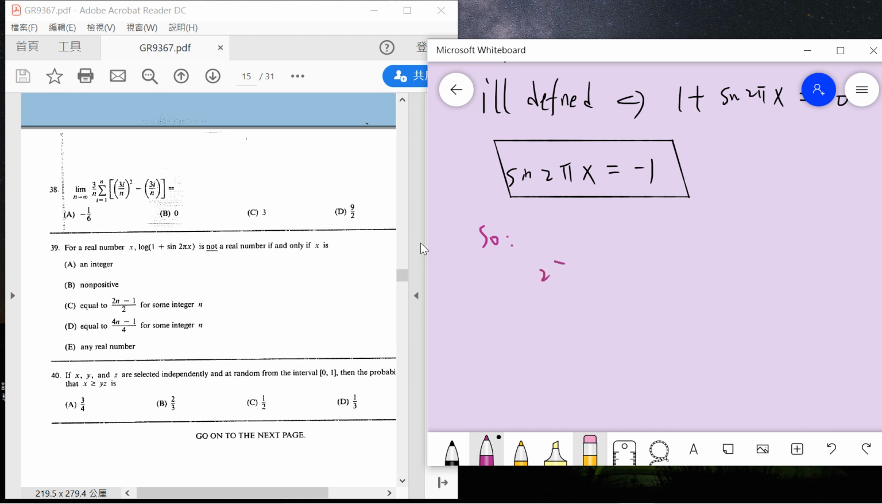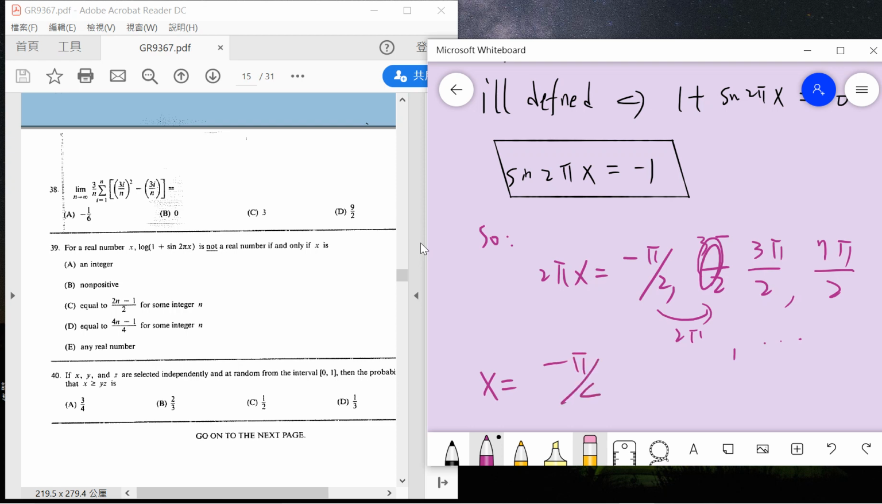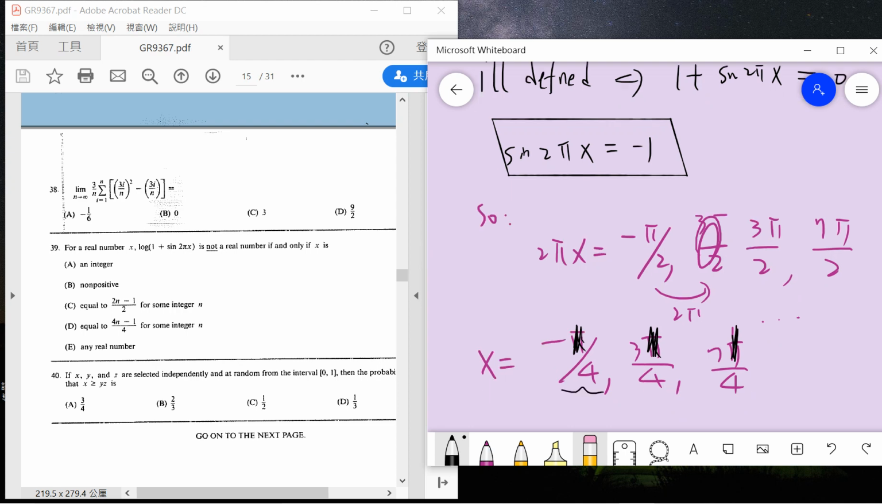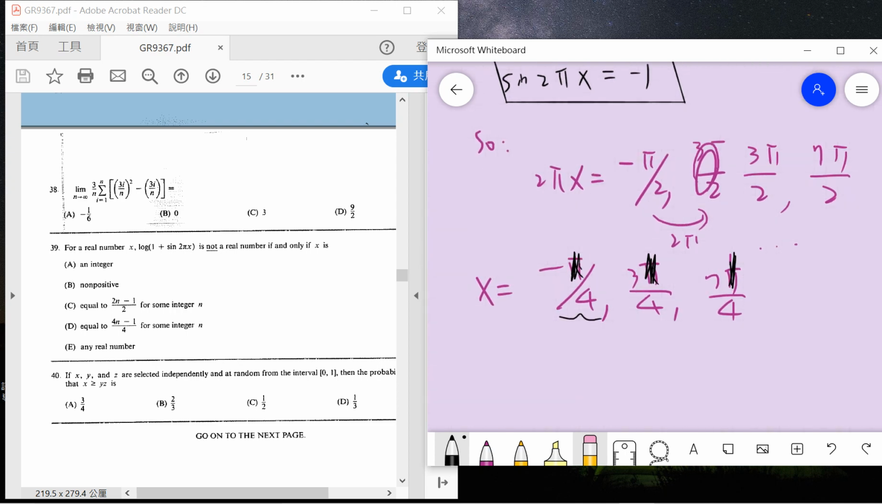Basically you know that 2 pi x can be equal to minus pi over 2, and the period is 2 pi, so it's 3 pi over 2 and 7 pi over 2, and so on. And so x is minus pi over 4, 3 pi over 4, 7 pi over 4. Oh no, the pi will cancel, so it's negative 1 over 4, 3 over 4, 7 over 4, and 11 over 4.